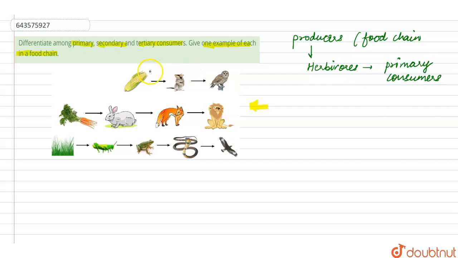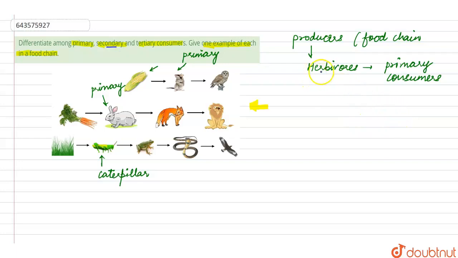So here we can see on the maize the rat is feeding, so that means this rat is a primary consumer here. Whereas in the second food chain the rabbit is a primary consumer. In the third food chain the caterpillar directly feeds on the vegetation, so it is called a primary consumer. Right? So now coming on to the next one, what is a secondary consumer.